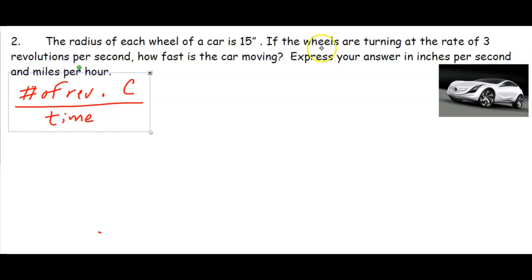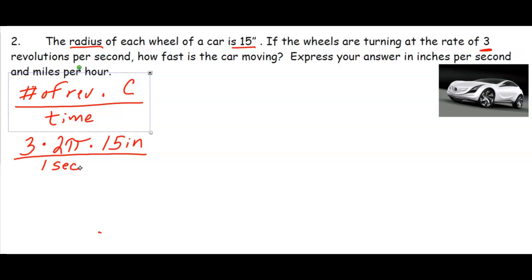So the wheels are turning at a rate of 3 revolutions per second. So 3 revolutions times our circumference, which is 2 pi. They give us the radius of 15 inches, so times 15. Go ahead and put your inches there so you can keep track of things. Over the time, well, the rate that it was spinning is 3 revolutions per second. So we are in seconds, so we're going to put over 1 second.